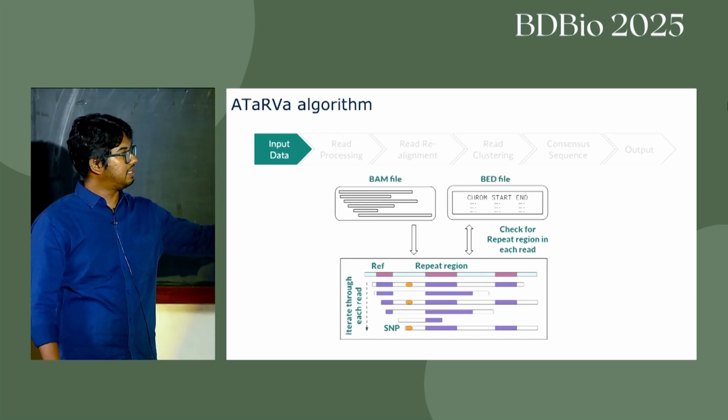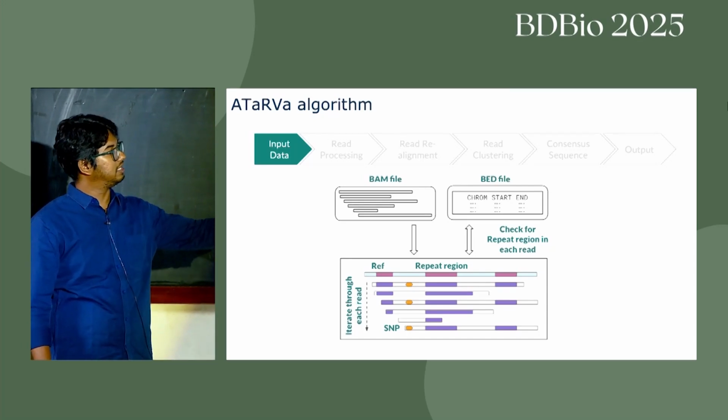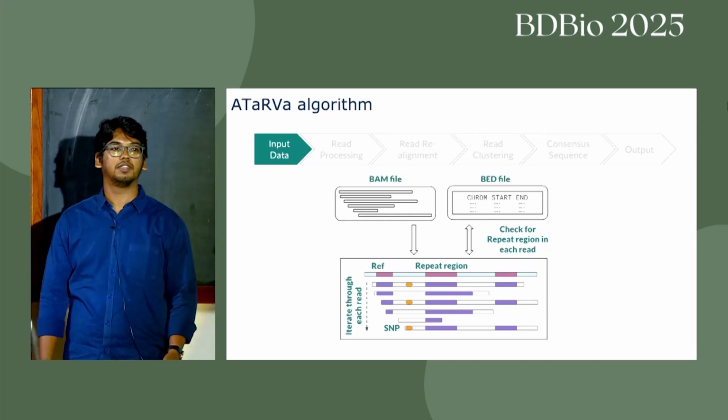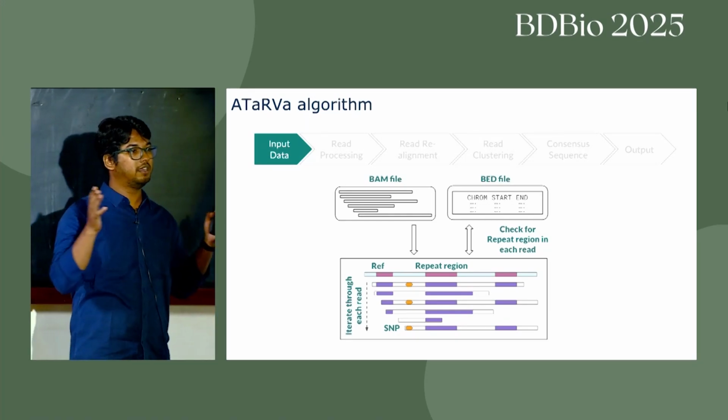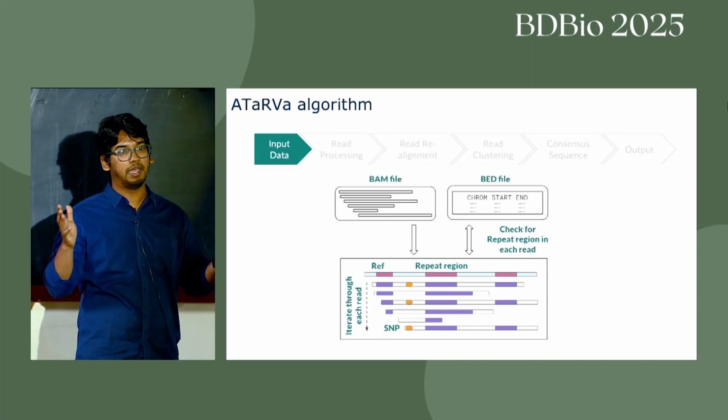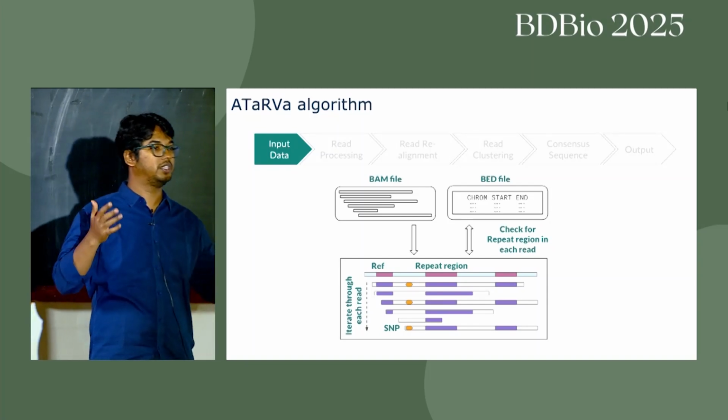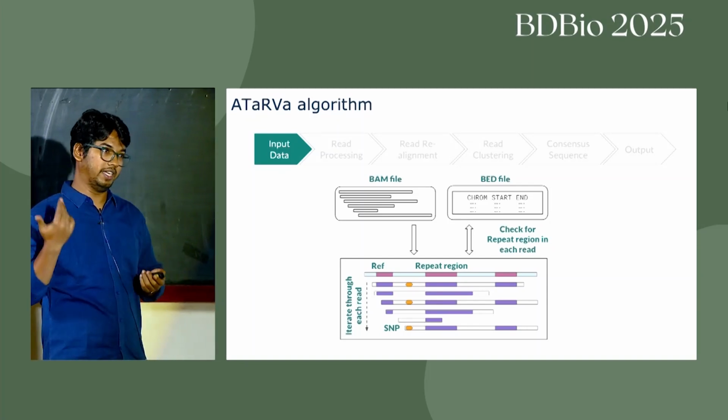And once it gets this information, what ATaRVa does is it creates a map of these locations so that it knows which parts of the BAM file are the most relevant for the analysis, and it can read only from those locations.